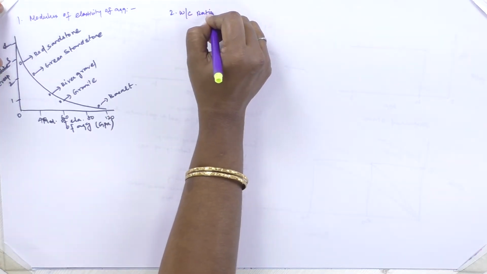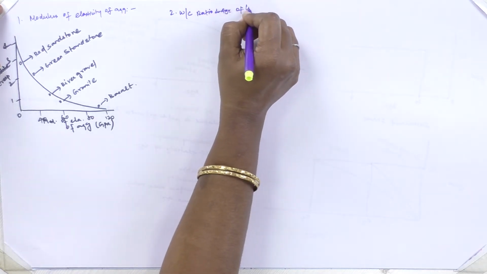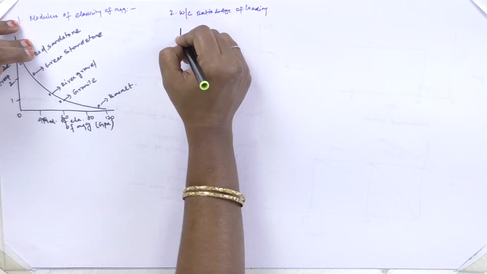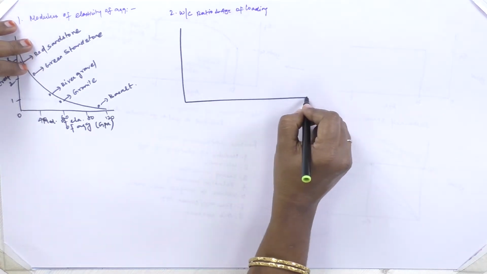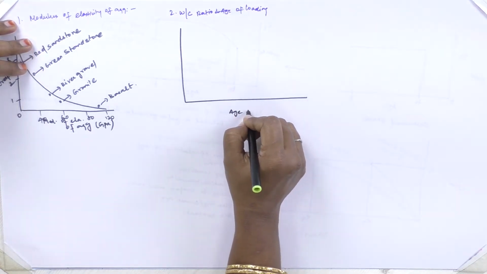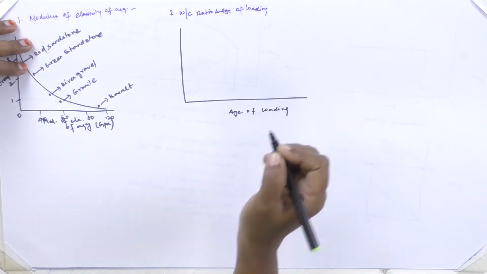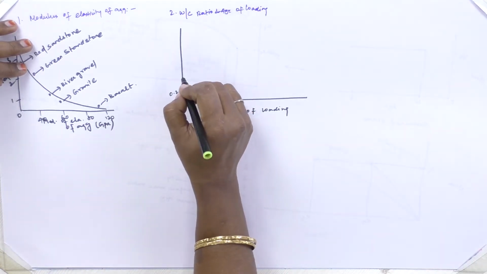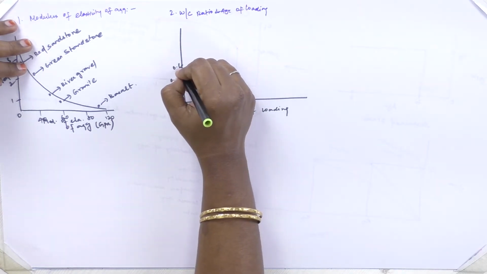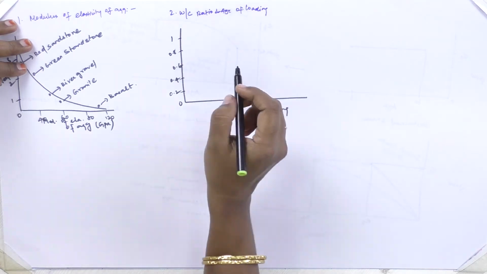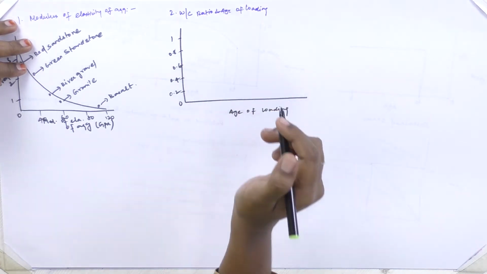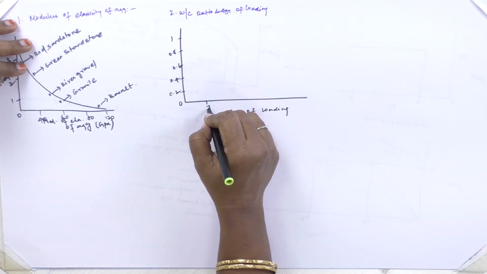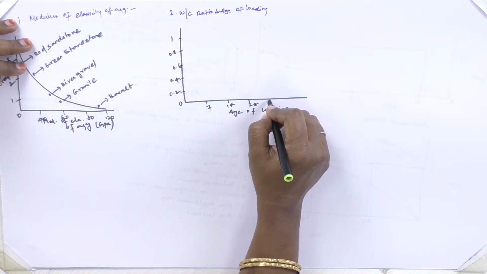Water cement ratio and age of loading. Age of loading. Seven, 14, 28.